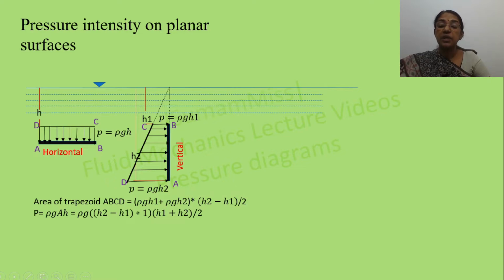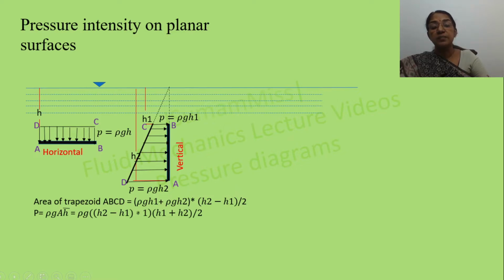Now based on the hydrostatic law, the total pressure force that is acting on this vertical plane per unit width is P equal to rho g A H bar, equal to rho g into (H2 minus H1) into 1, which represents the area of this vertical plane per unit width, multiplied with H bar, which is equal to (H1 plus H2) by 2. If you compare these two equations, they are equal. That means the area of the pressure diagram per unit width is equal to the total pressure force that is acting on this plane per unit width.